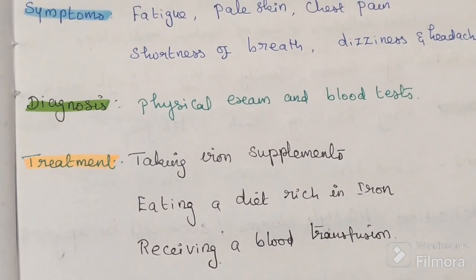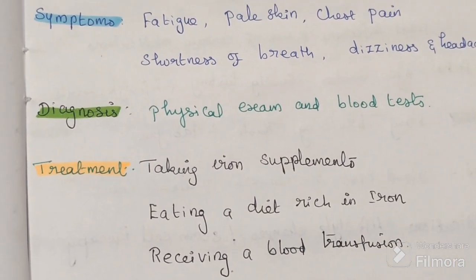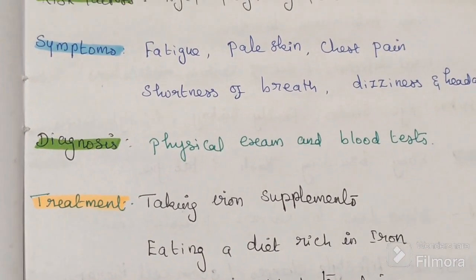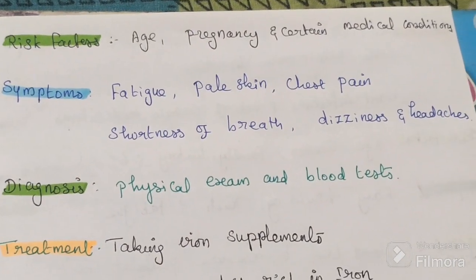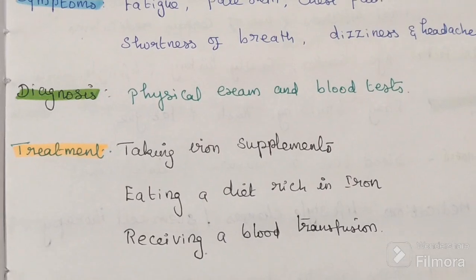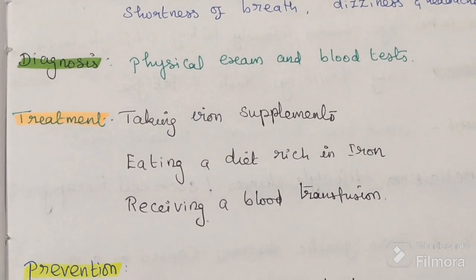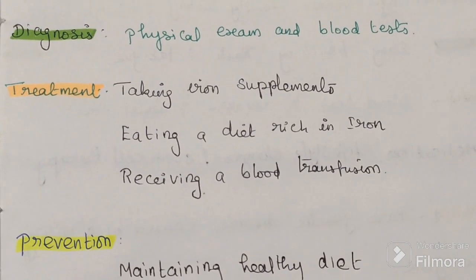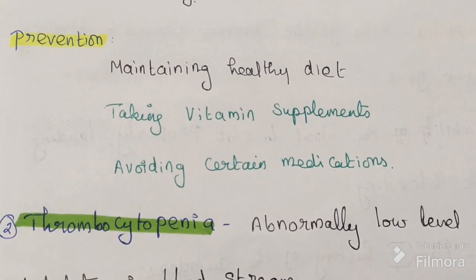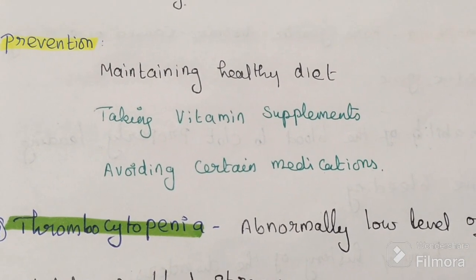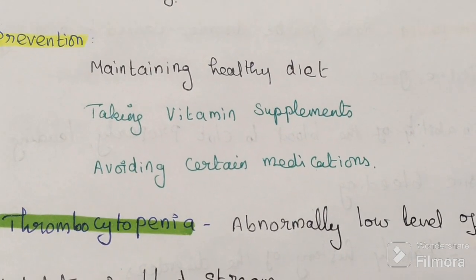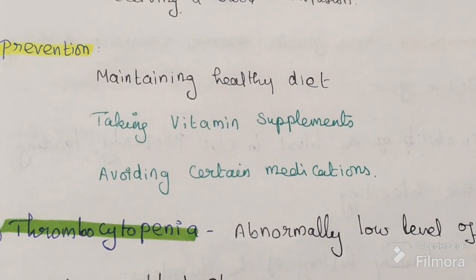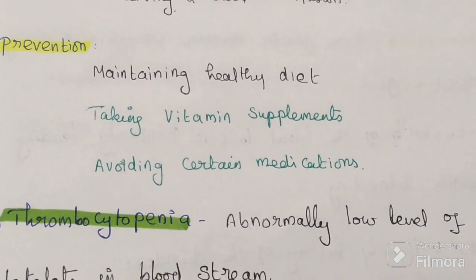Anemia: our body does not have enough healthy RBC. Then causes: nutritional deficiency, excessive bleeding, medication, and inherited disorders. Risk factors, symptoms, diagnosis: we use blood test and physical examination. Then treatment: we take iron supplements and iron-rich food. Then preventive methods of anemia: maintaining a healthy diet, taking vitamin supplements, and avoiding certain medications.